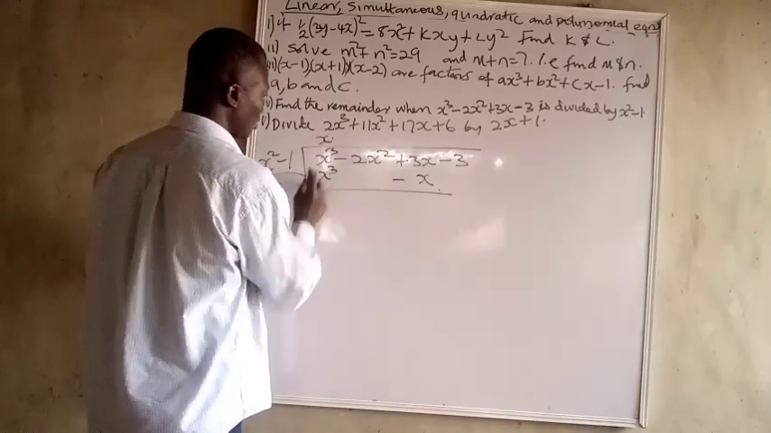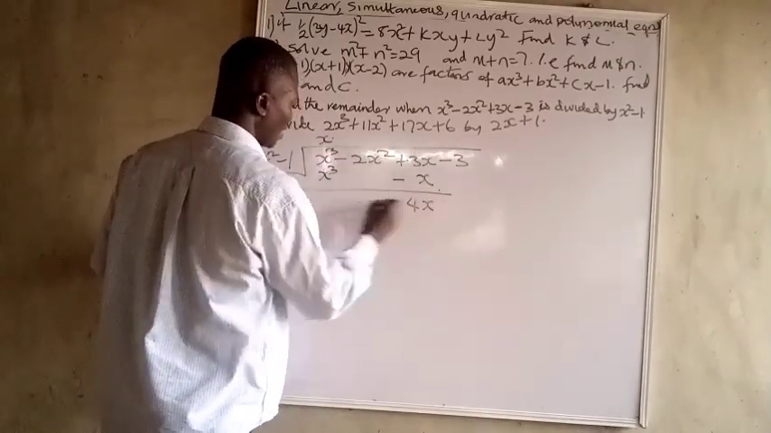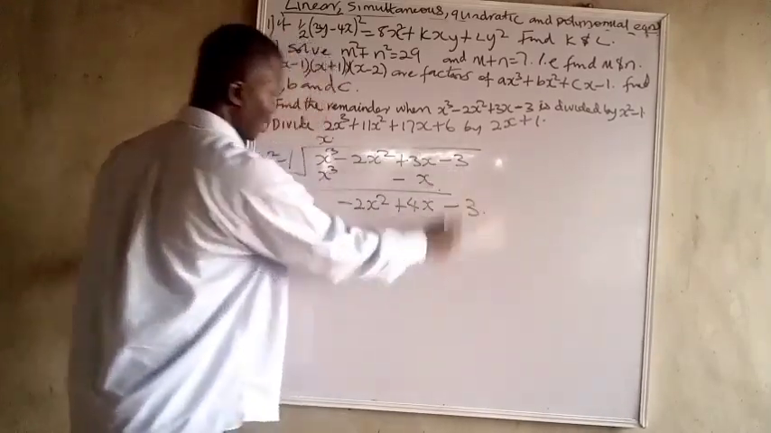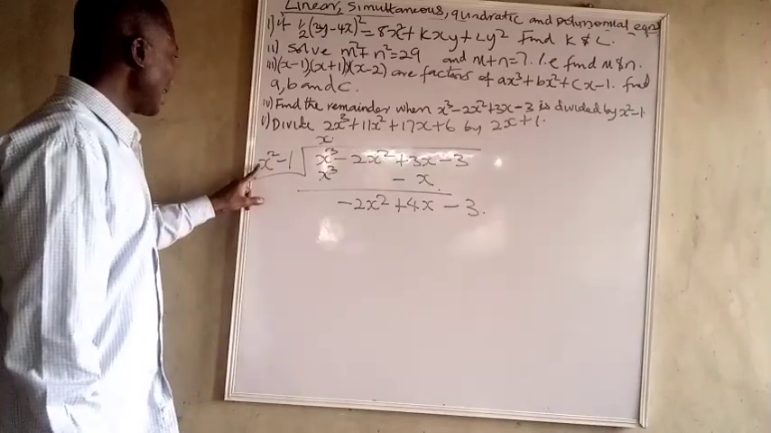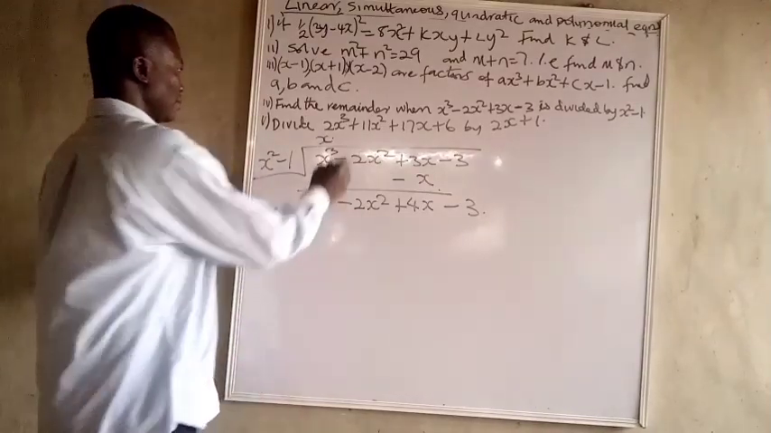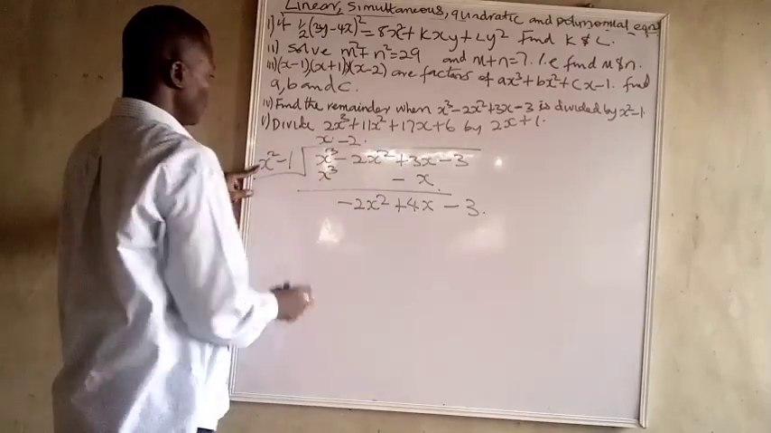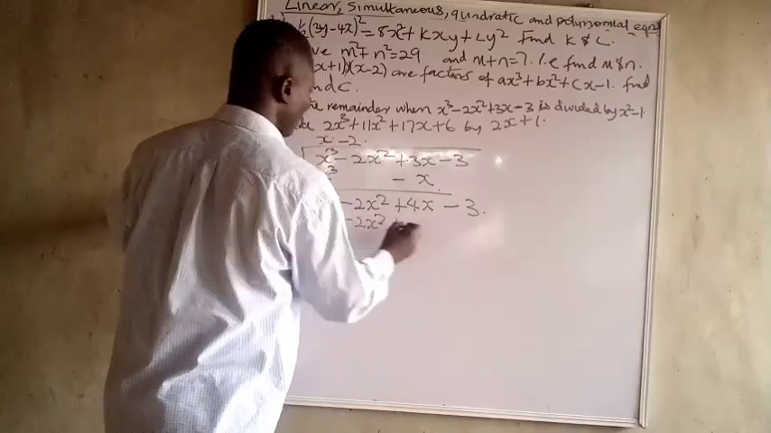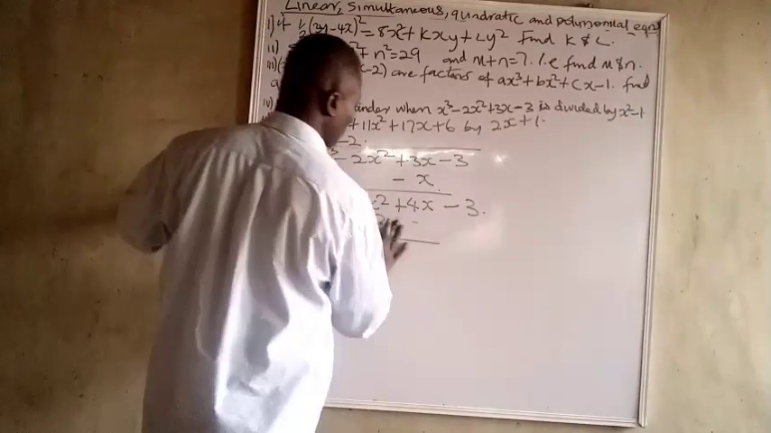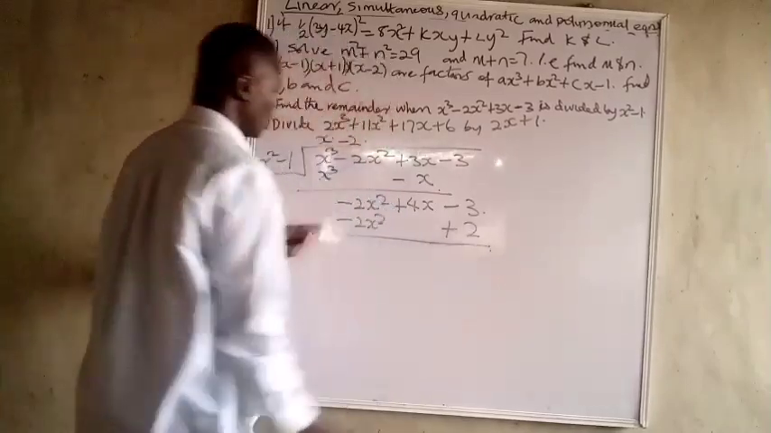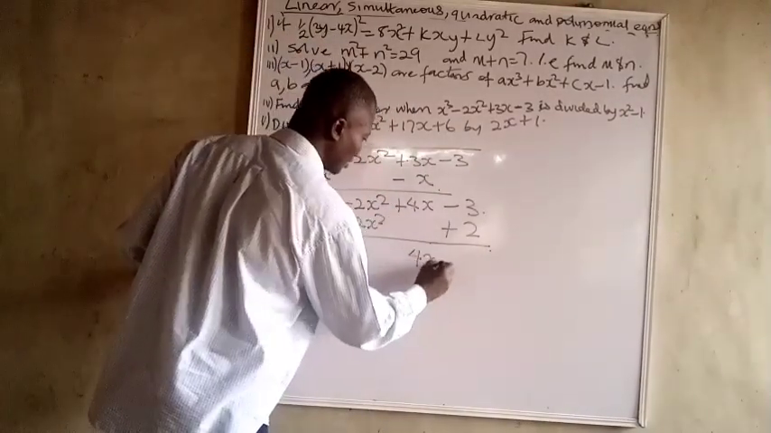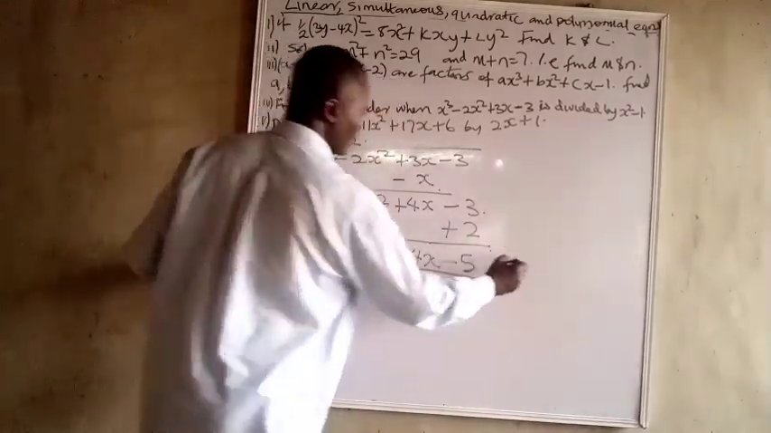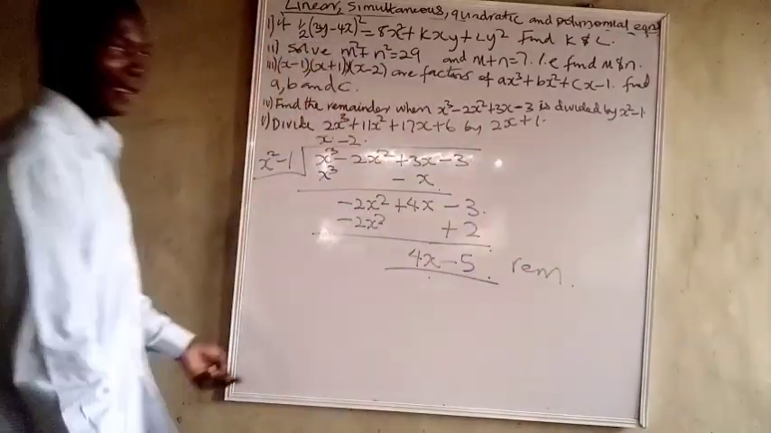Now subtracting, I have this one cancelled. So this one becomes 4x. And this one is minus 2x squared plus 4x minus 3. For ease, let me write everything down. Now looking at this again, I have minus 2. So minus 2 multiplied by this one gives minus 2x squared. This one is plus 2. Okay, plus 2, sorry, this will be here. So this one cancels this. I'm going to have 4x. This one minus this, minus 5. So the remainder is 4x minus 5.